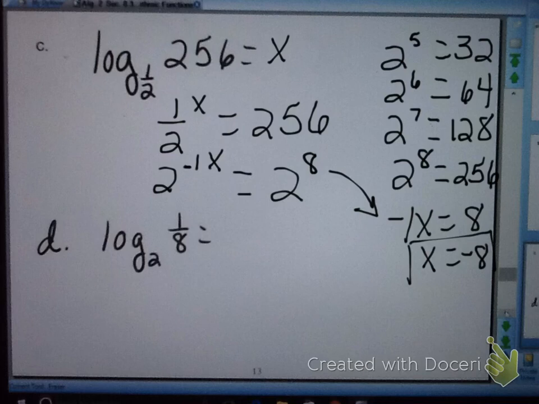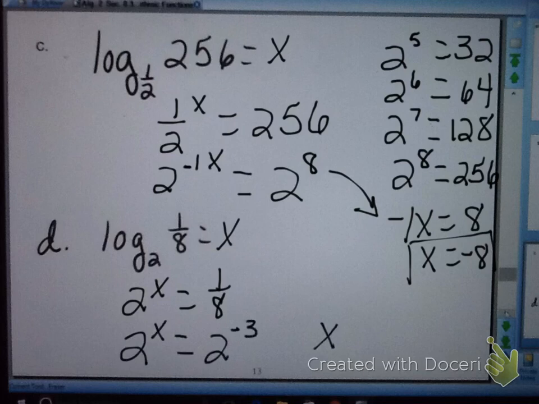Example D, log base 2 of 1/8 is equal to x. That's 2 to the x power is equal to 1 over 8. I've got to convert 1 over 8. That's 2 to the 3rd, but I've got to move it up top. So that's 2 to the x power is equal to 2 to the negative 3 power. So x is equal to negative 3.